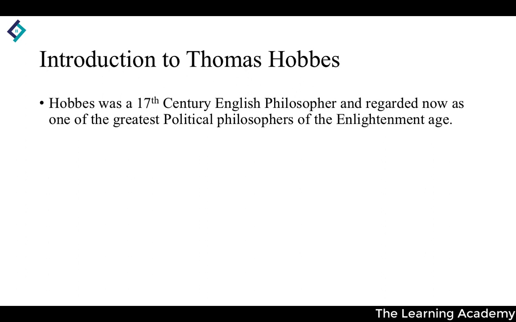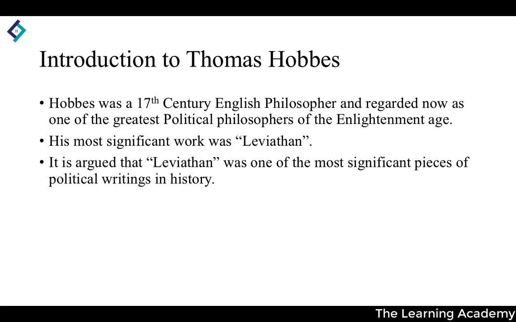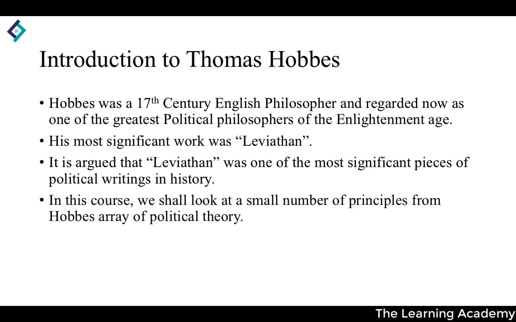Okay, so first we have an introduction to Thomas Hobbes. He was a 17th century English philosopher and is now regarded as one of the greatest political philosophers of the Enlightenment age. His most significant work in political philosophy, at least, was probably his Leviathan. It is argued that Leviathan is one of the most significant pieces of political writing in history. In this we're going to look at the principles from his political theories, mainly looking at aspects of Leviathan.